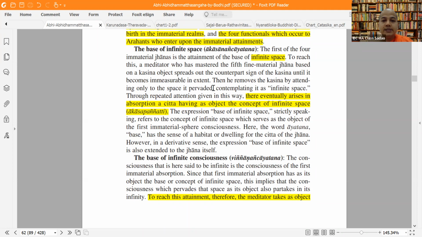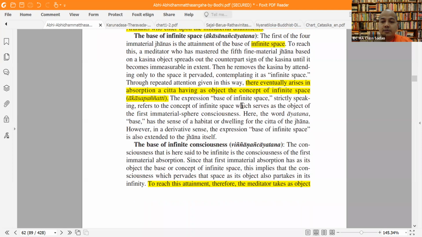Two things happen. One is there is a shift from rupavachara citta to arupavachara citta. The object of meditation in the final rupavachara jhana citta remains the same when you are having this shift into the arupavachara jhana citta, but gradually the kasina as an object of meditation is no more there, only the space that it pervaded. Therefore you contemplate on the infinite space.